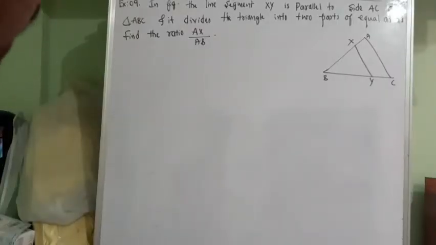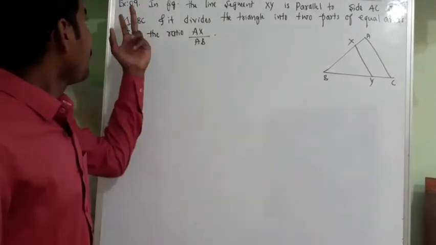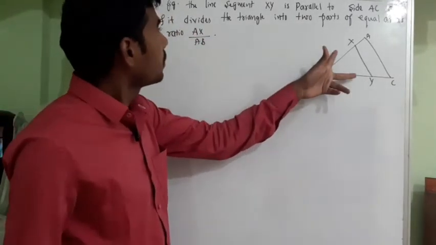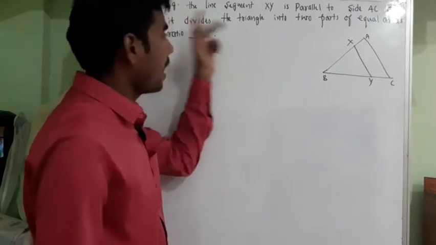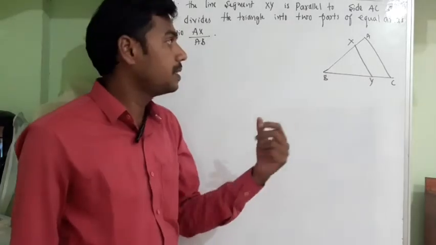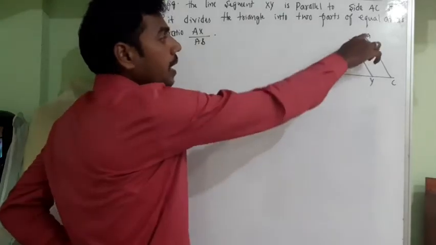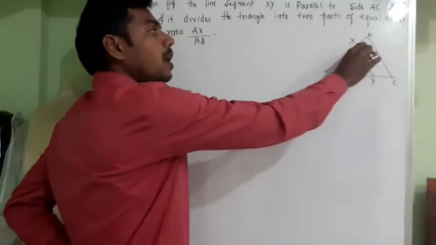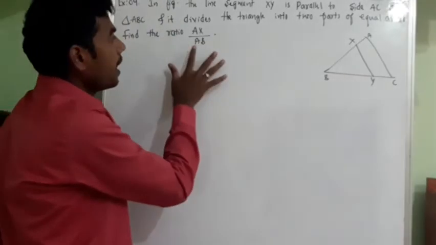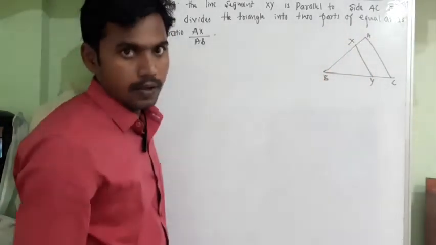So we'll solve an example based on areas of similar triangles. I have taken example number 9. In the figure, the line segment XY is parallel to AC of triangle ABC, and it divides the triangle into two equal parts. What does it mean? See, XBY is one part and AXYC is the other part. So it is going to divide the triangle into two equal areas. Find the ratio AX by AB. Where will we get AX? AB minus BX will give us AX. We need to find that ratio.